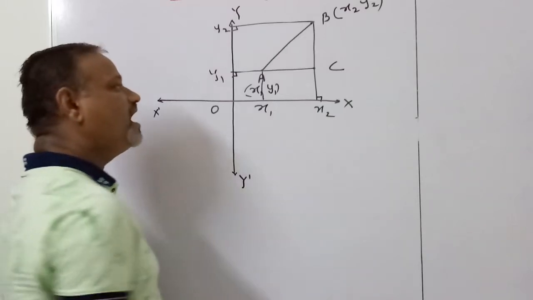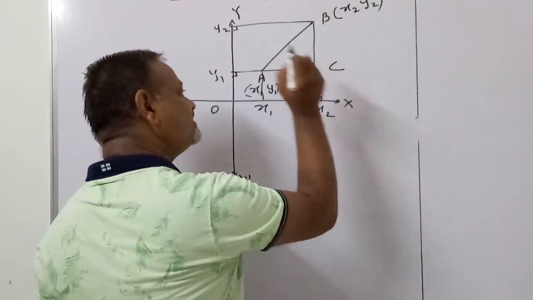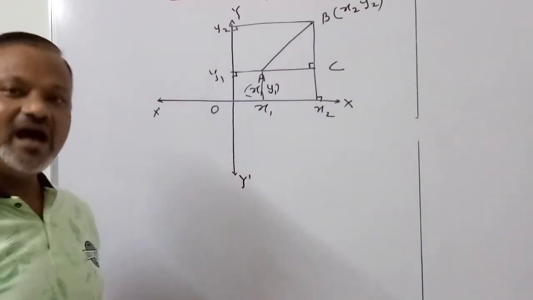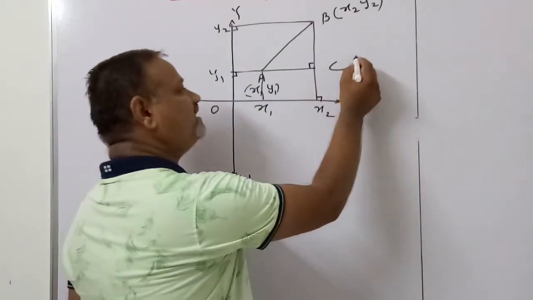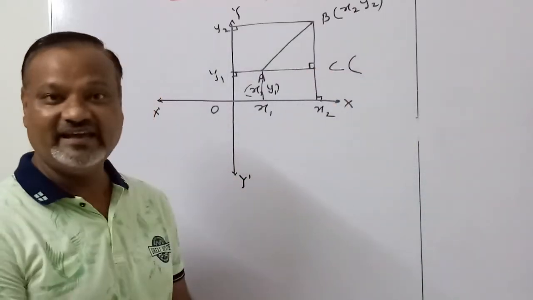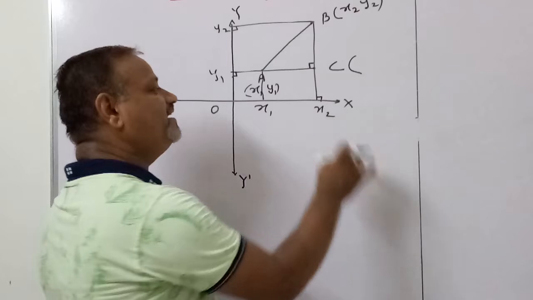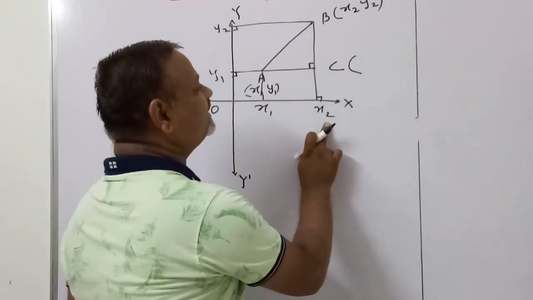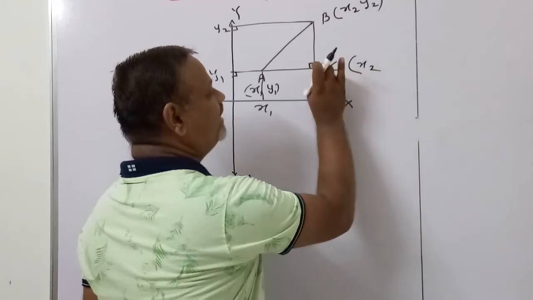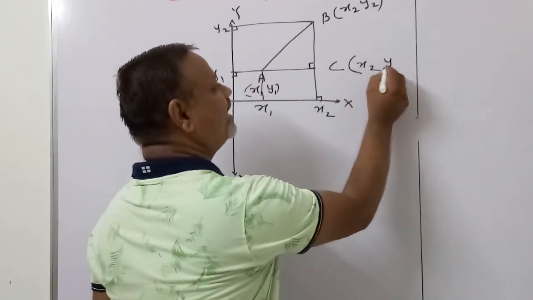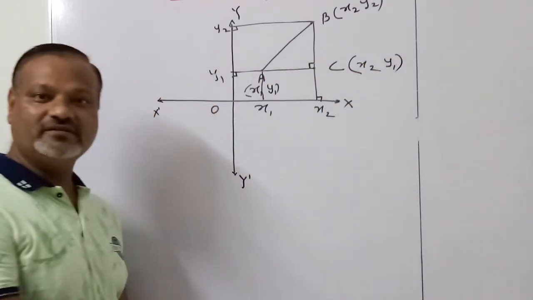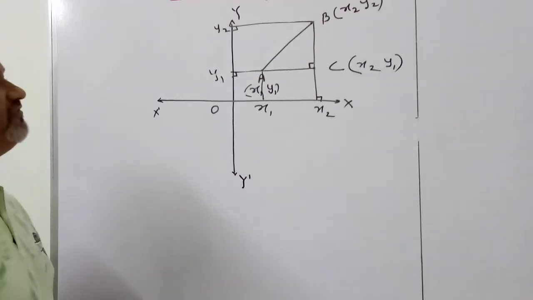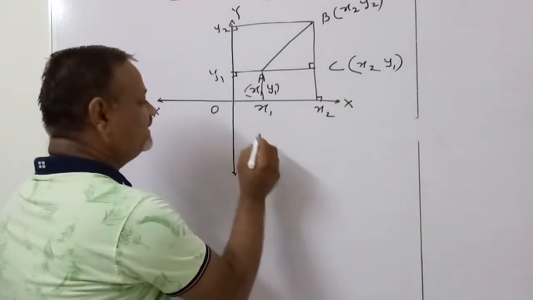Got it? Now this C is nothing but the 90 degree. Now we can find the coordinate of C. C के coordinate find out करेंगे. अब C के कोऑर्डिनेट फाइंड आउट करना है हमको, तो क्या करना पड़ेगा? इसका x कोऑर्डिनेट कितना हो गया? x2. And what is its y coordinate? y1. अंडरस्टूड? Now we can find the distance AC.